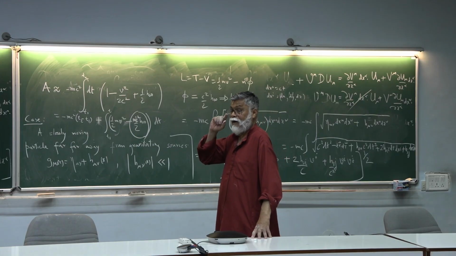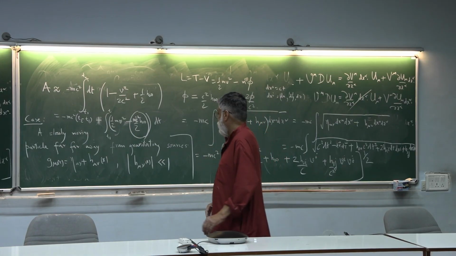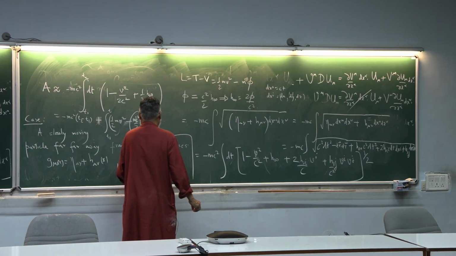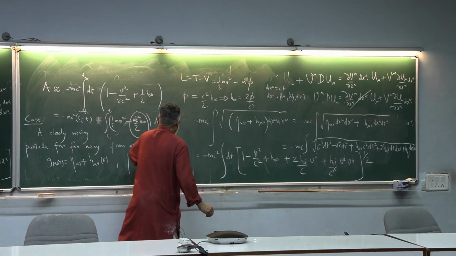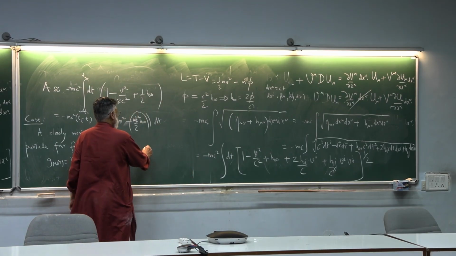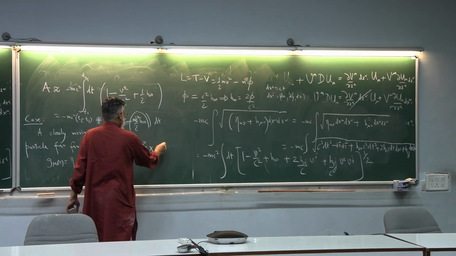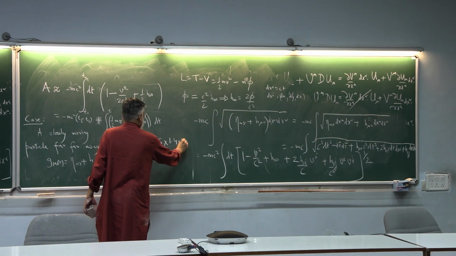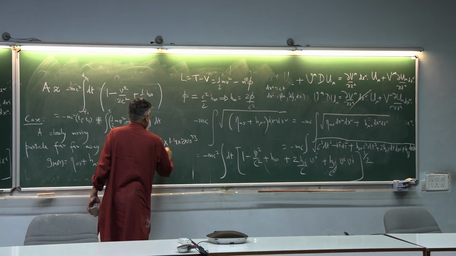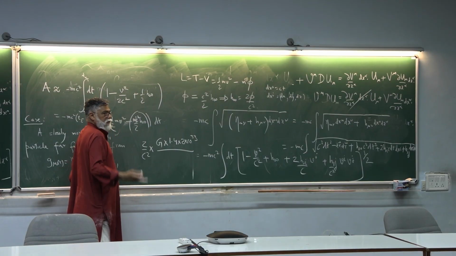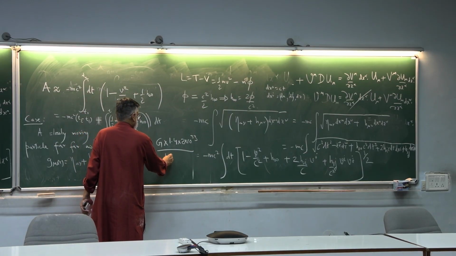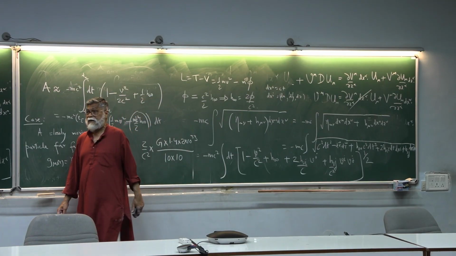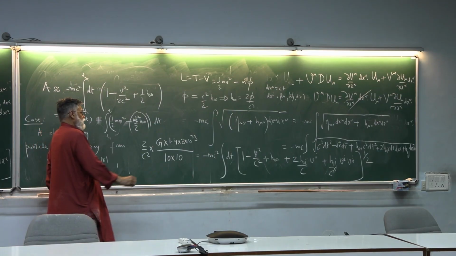Can you just write it on the board? What do you want me to compute? I want you to compute this quantity. 2 by c square is already there. Newtonian constant G times 1.4 solar mass, where solar mass is 2 into 10 to the power 33 gram, divided by the radius of the neutron star, which is 10 kilometers. 1 kilometer is 10 to the power 3 meters, so 10 to the power 5 centimeters.